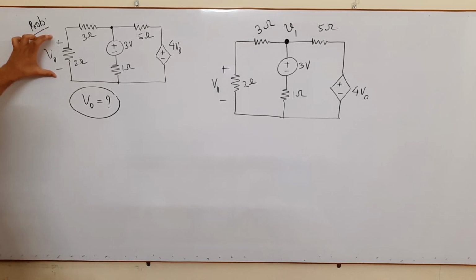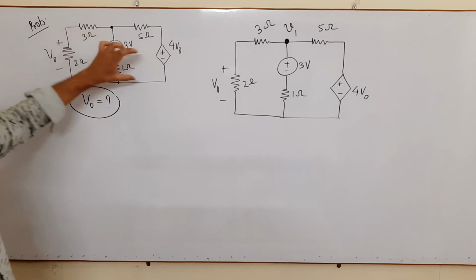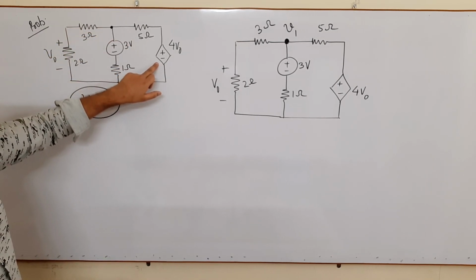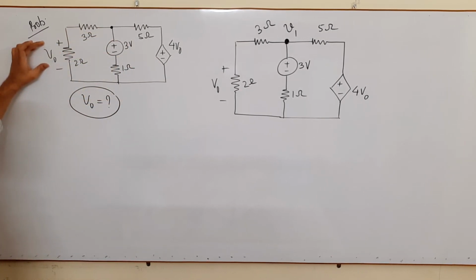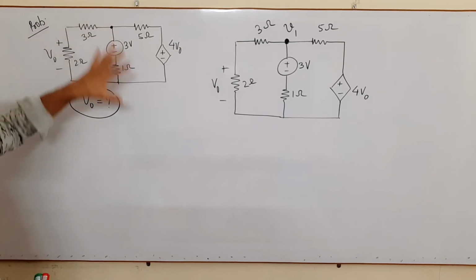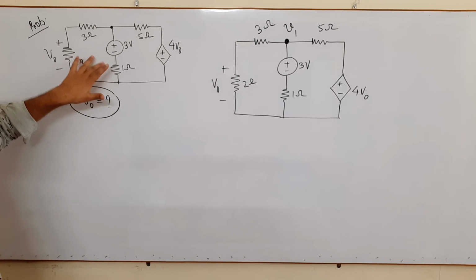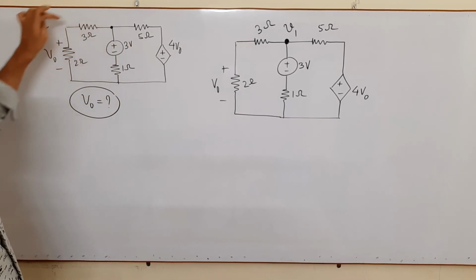Okay, so here you have to find the value of V0. This is a specific problem in which I am going to explain certain concepts, like this is a dependent source and whose value is dependent upon this value V0. So basically you have to find this value V0. Now how do you solve this network? See, either you can apply KVL, or you can apply KCL.